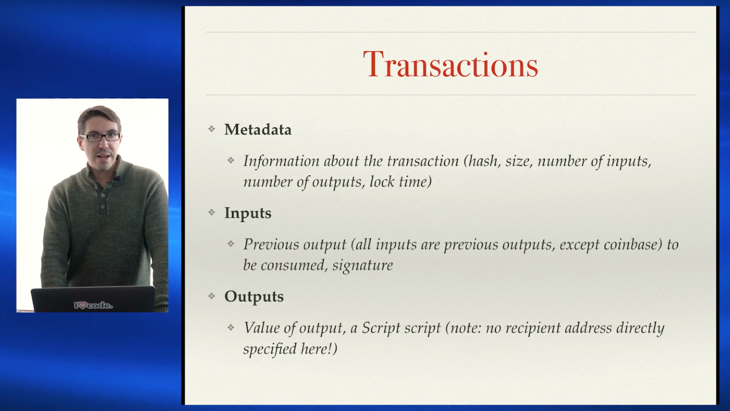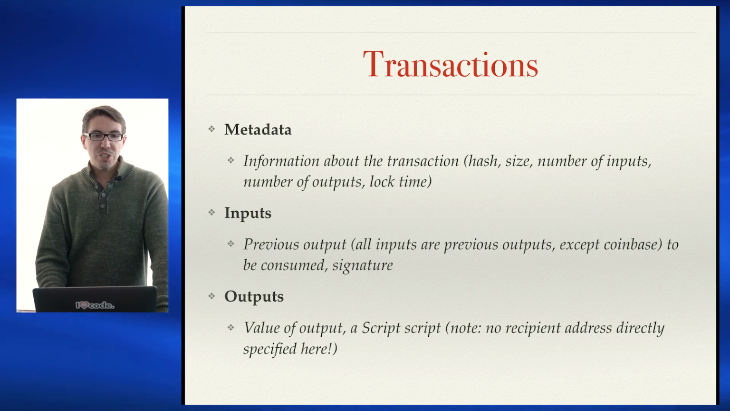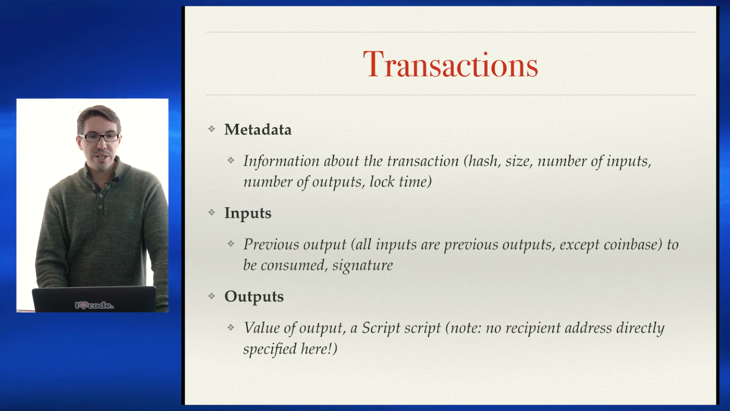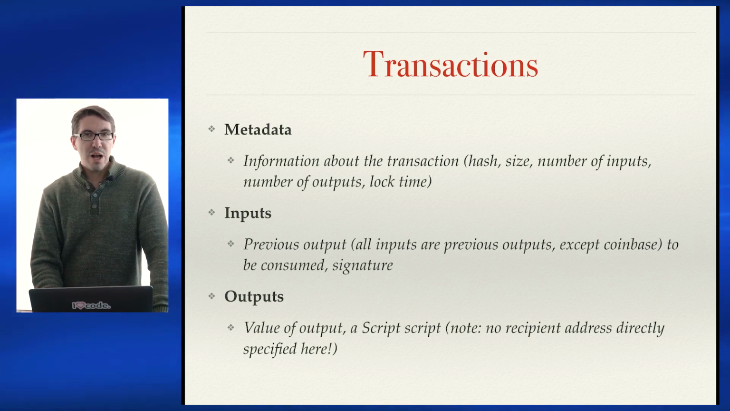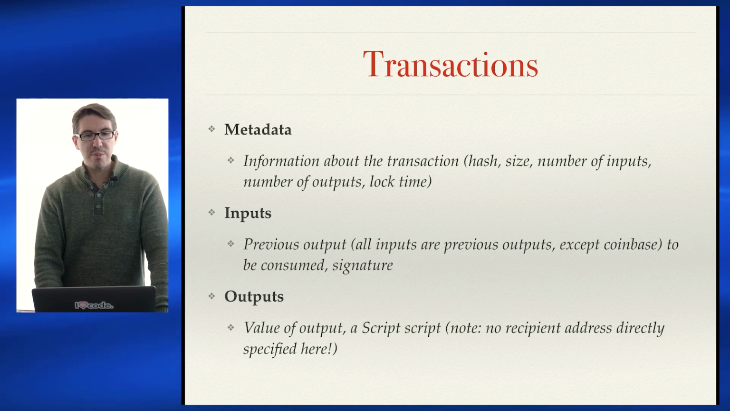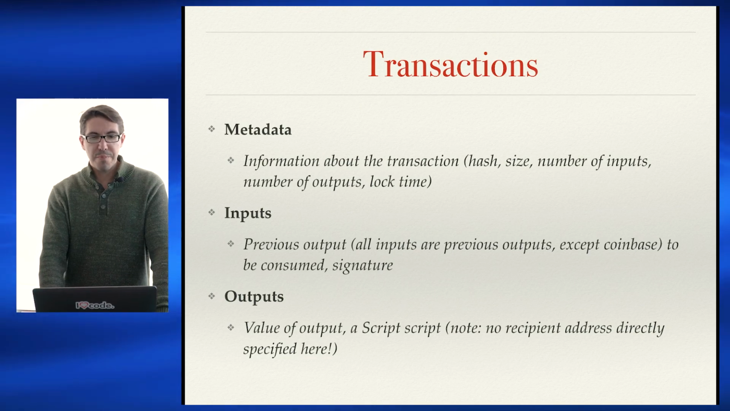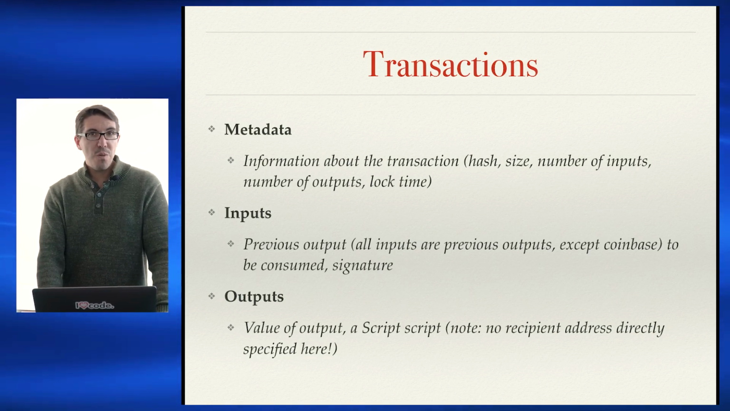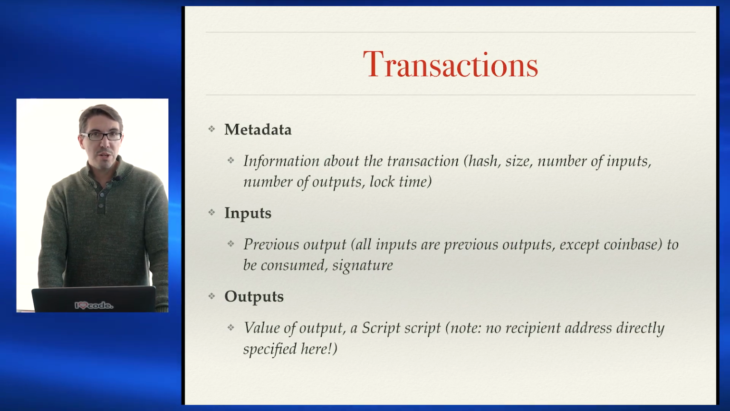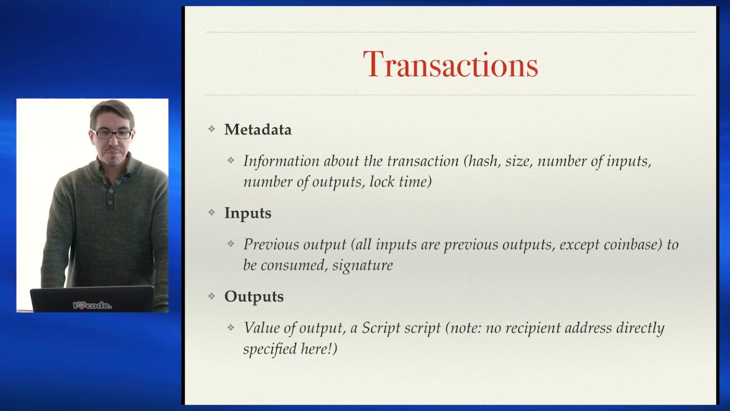So that's the metadata of a block. Transactions, this section is also going to have its own metadata. Each transaction is going to have some information about that transaction. What is its hash? What is the number of inputs? What is the number of outputs? Whether or not it is locked for a specific amount of time. Then a list of all the inputs, remember our transaction inputs, that are going to be consumed along with a signature. And then the outputs.